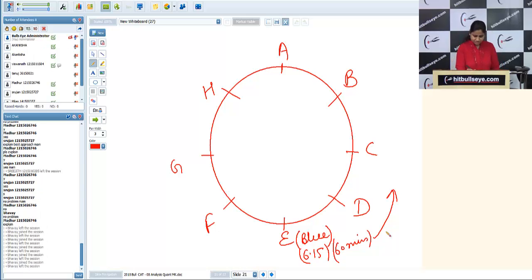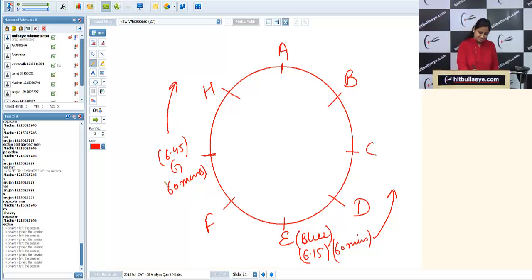I'm taking the orange train. The orange train is at G. It is starting at 6:45. It takes a complete round in 60 minutes, and its direction is clockwise. Now coming to the question: at which stations will the blue train and the orange train meet?